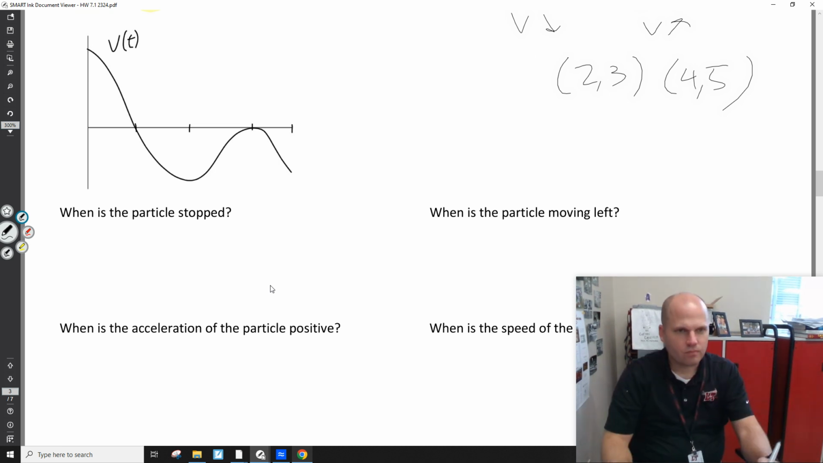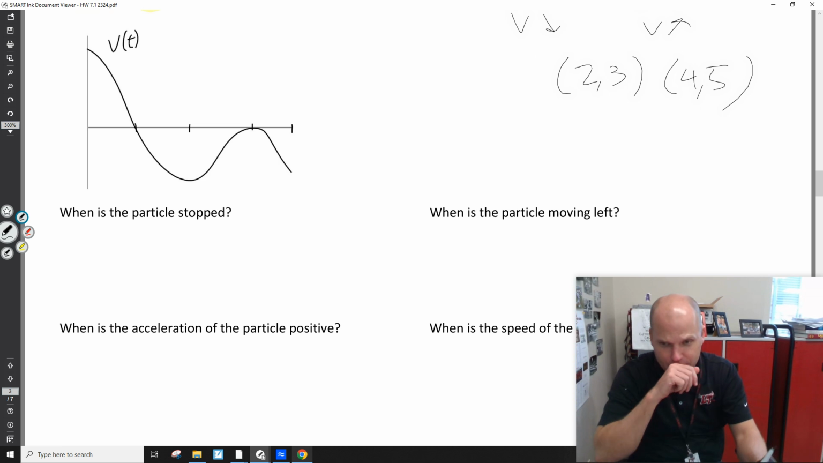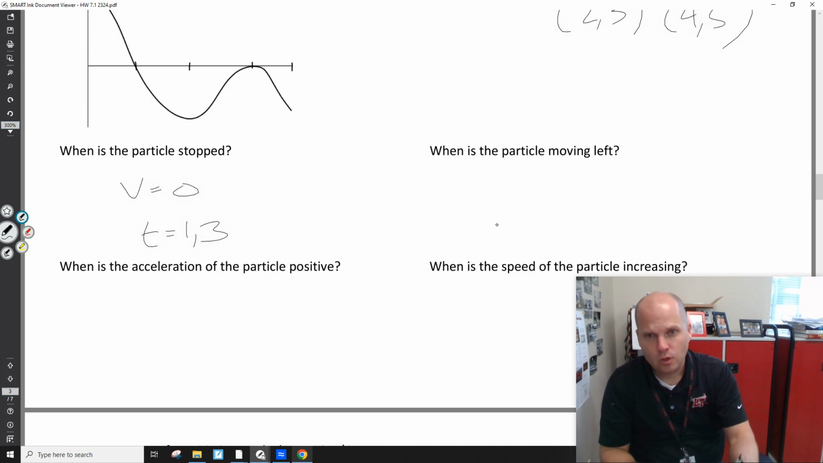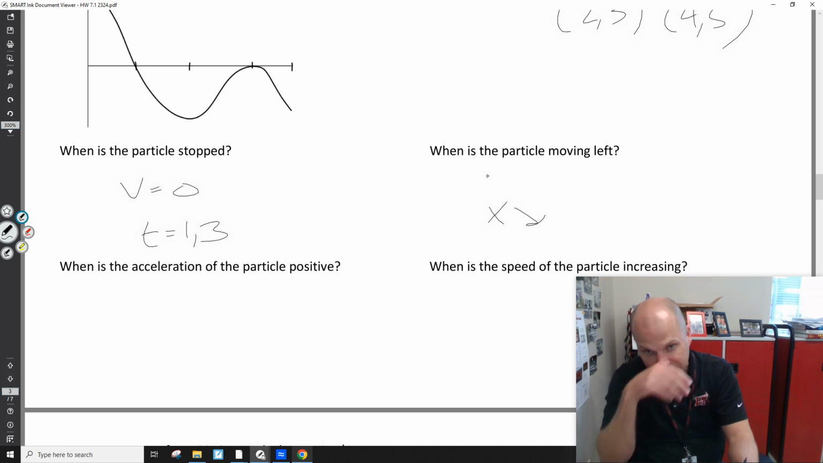Next question. When is the particle stopped? Velocity 0, 1, and 3. When is the particle moving left? When my position is decreasing. When my derivative is negative.